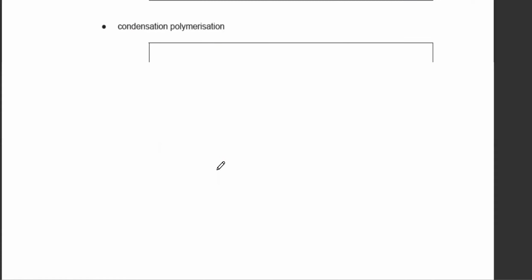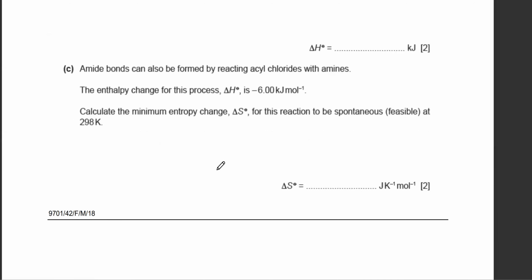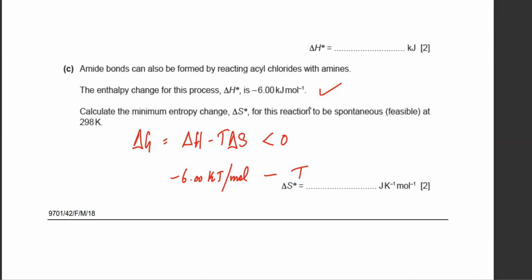All you have to do is plug in the values. Over here he's saying the amide bonds can also be formed by a reaction, and the enthalpy change is given. Calculate the minimum entropy change for this reaction to be spontaneous. So it's the same one. Delta G is equal to delta H minus T delta S. For the reaction to be spontaneous, this entire thing should be less than 0, right? So you start plugging in the values. Delta H is already given, it's minus 6 kilojoules per mole, and minus T multiplied by delta S. I don't know what delta S is, so I'm going to put X over here. This must come out to be less than 0.